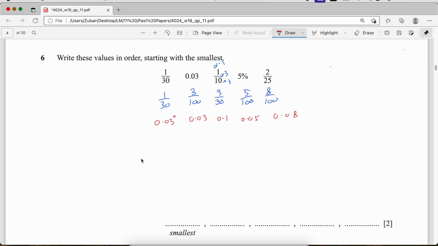So the smallest, being double decimals, is 0.03. Then next after it is 0.03 continued, that's 1 by 30. After this we have 0.05, that's 5%, and 0.08, that's 2 by 25, and this being 1 decimal place is the largest number in this given sequence.